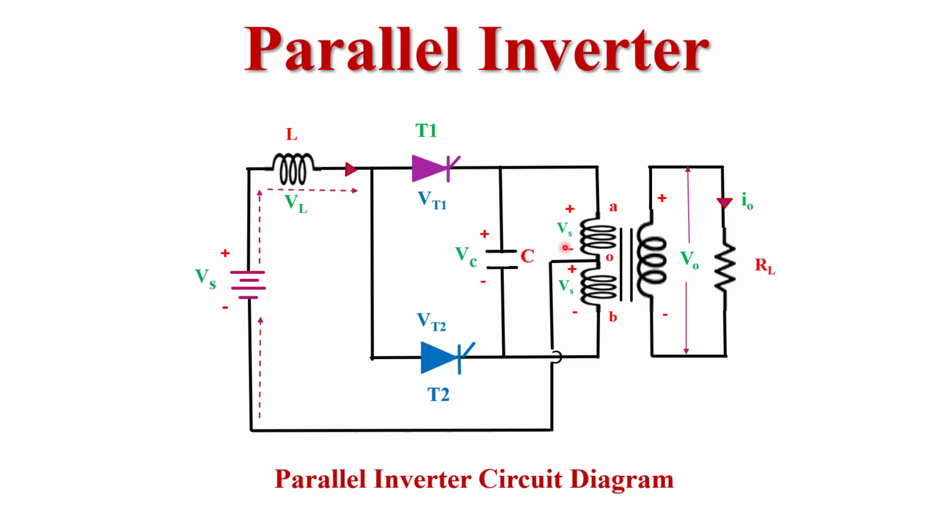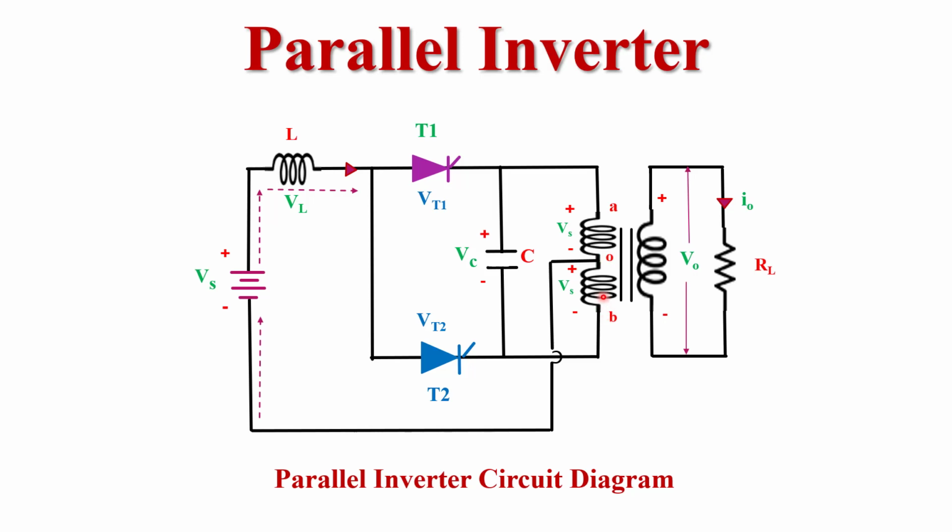At the load side, we use a transformer. This is the primary winding of the transformer and this is the secondary winding. When we see this primary winding, we can say that this is a center tapped transformer, because the primary winding is center tapped here. Due to this center tapping, the primary winding is divided into two equal halves. AO is the upper part of the primary winding and OB is the lower part of the primary winding.